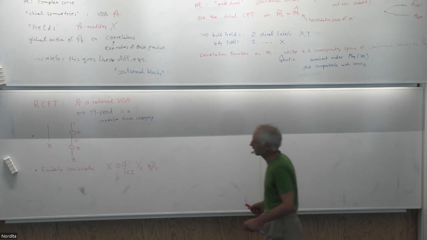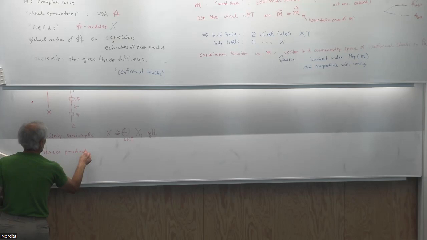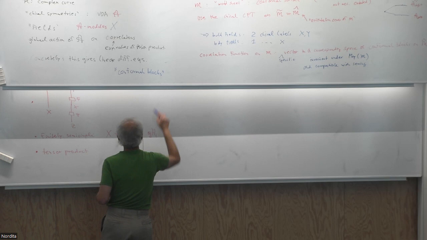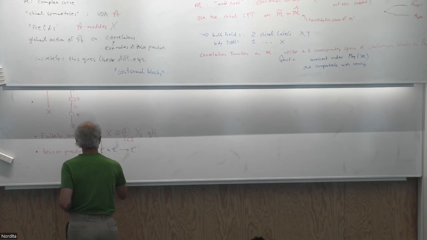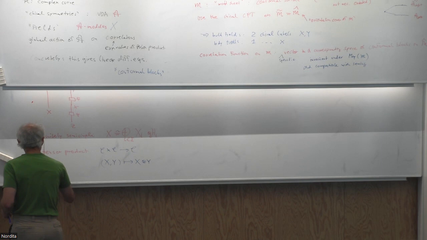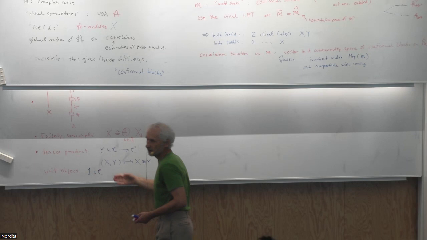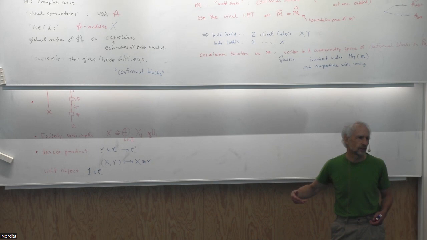Then there is a tensor product, which will play the role of the fusion product. So, let's call the category C, there is a functor from C cross C to C, which maps X and Y to something we call X tensor Y. And then this has properties, and also a unit object or a monoidal unit, which I call 1, with the property that 1 tensor X is isomorphic to X and also X tensor 1, and these isomorphisms have to be coherent in a suitable sense. For simplicity, I will take them just to be identities.